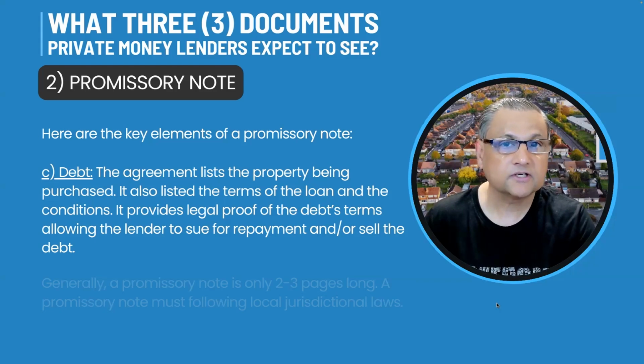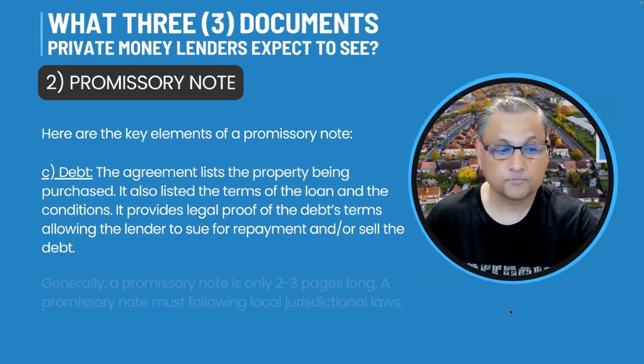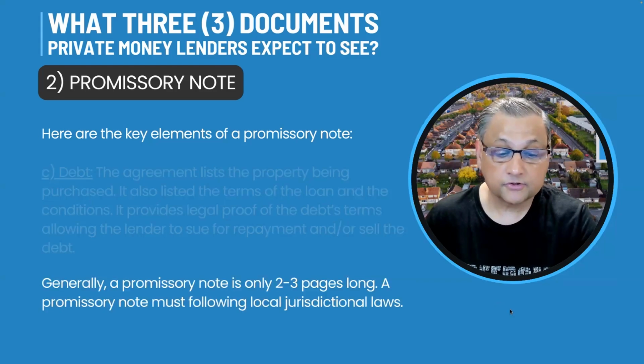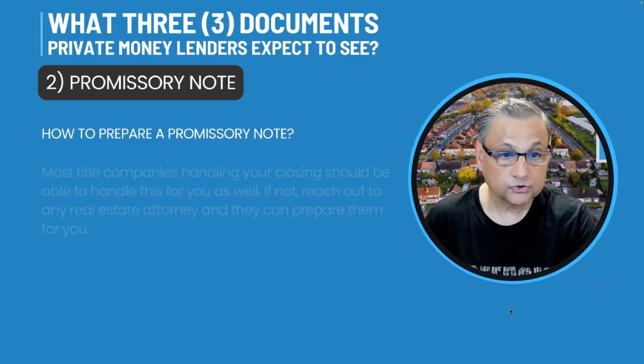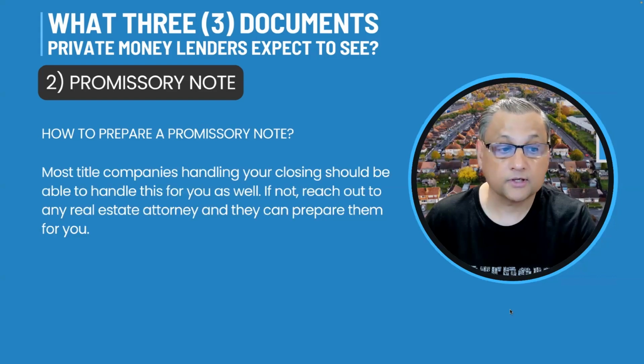So as you can see, it is a different instrument than a mortgage, and it provides an additional layer for the lender. Generally, a promissory note is just 2-3 pages long, and I'll talk about how you can get it prepared. To prepare a promissory note, you can again go back to your title company and ask them to prepare it for you. Again, you will provide them lender information and terms that have been agreed upon. If they are not able to do that, you can reach out to a real estate attorney and they should be able to prepare it for you.